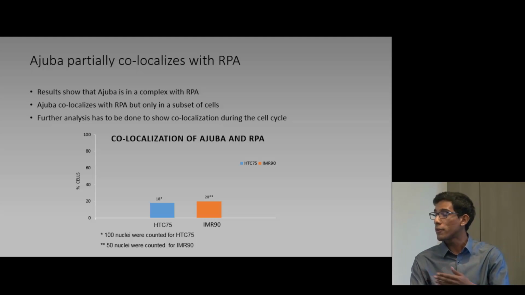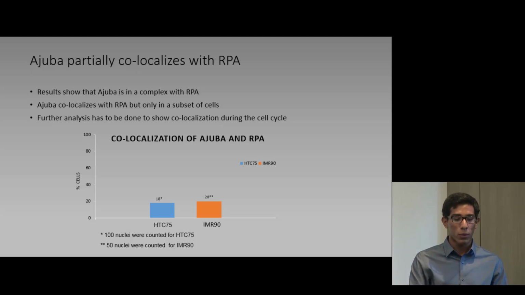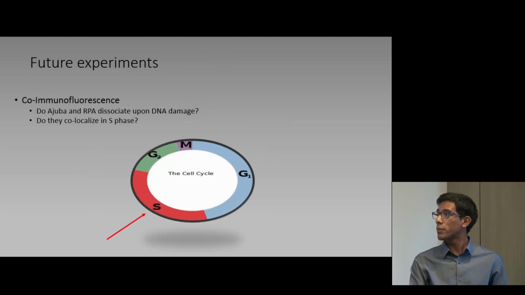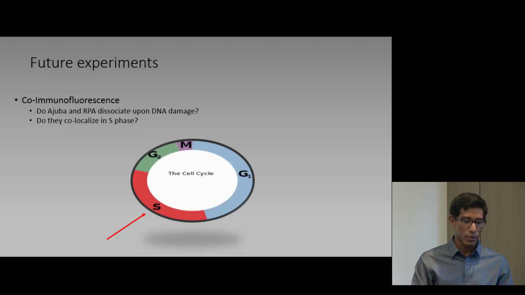On the graph below, there is a small quantification of the co-localization between Ajuba and RPA. We counted 100 nuclei for HTC75 and saw that 18% of the cells show co-localization. We did the same for Armor 90s, but we counted 50 nuclei and saw that 20% show co-localization. For our future experiments, we're going to do co-immunoprecipitation to ask if Ajuba and RPA dissociate upon DNA damage, and whether they co-localize in S phase.